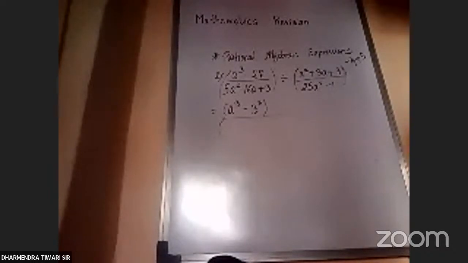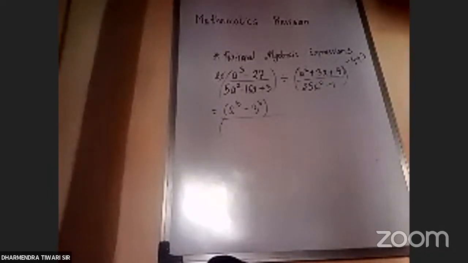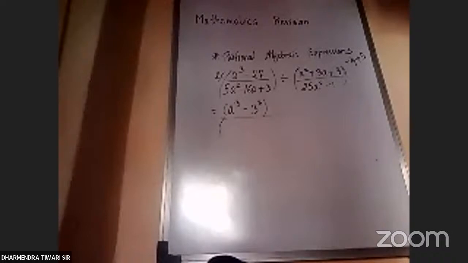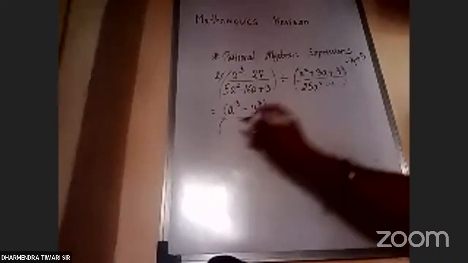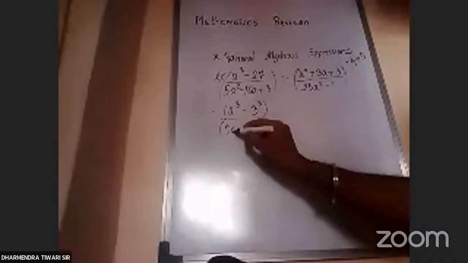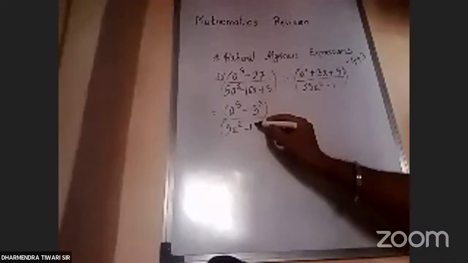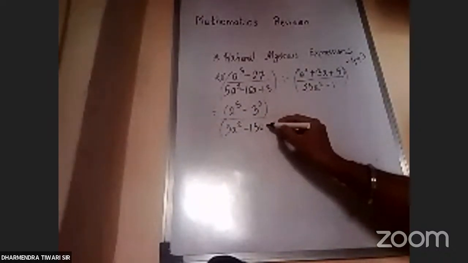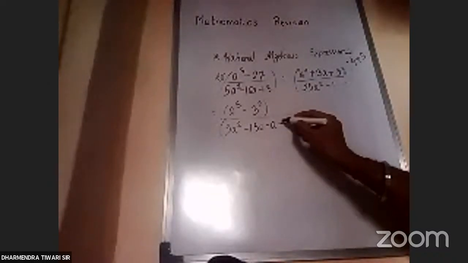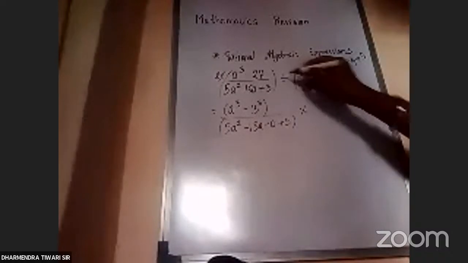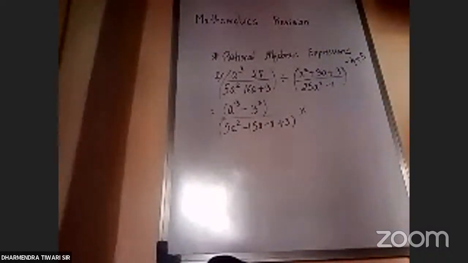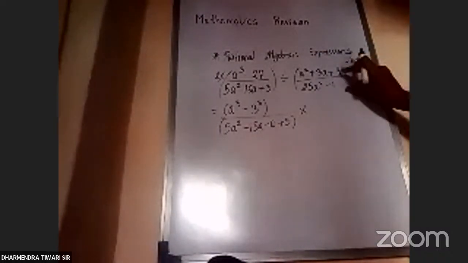So tell me the pair which gives me minus 16. So minus 15 minus 1 gives me minus 16. So we can write this as 5a square minus 15a minus a plus 3. We are done, no doubt. I am writing multiplication instead of division, so our terms will get reversed.